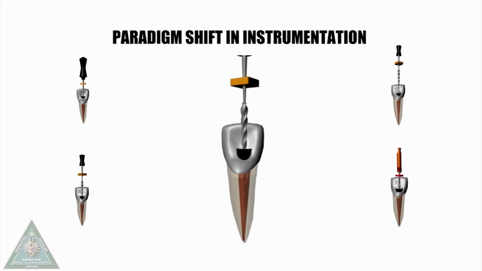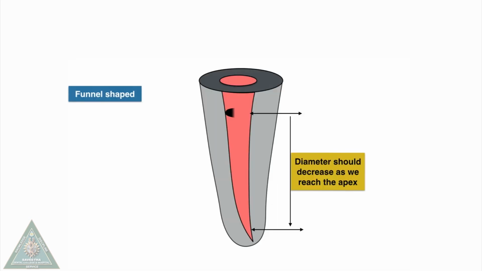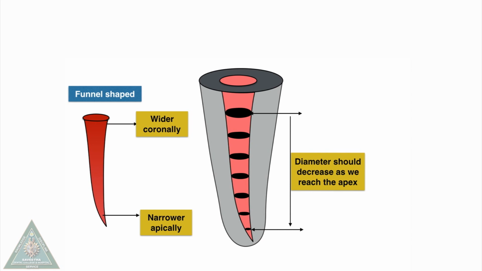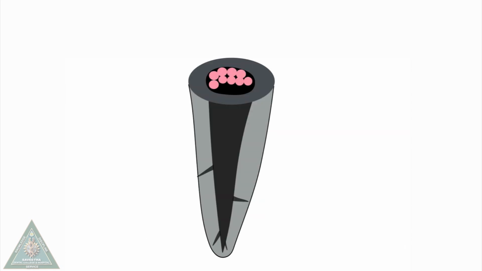This video demonstrates various file movements used during root canal preparation. According to Schilder, the first mechanical objective of root canal preparation is to prepare the root canal into a continuously tapering funnel shape. This shape will aid in proper irrigation and disinfection of the root canals as well as proper obturation of the root canal system.